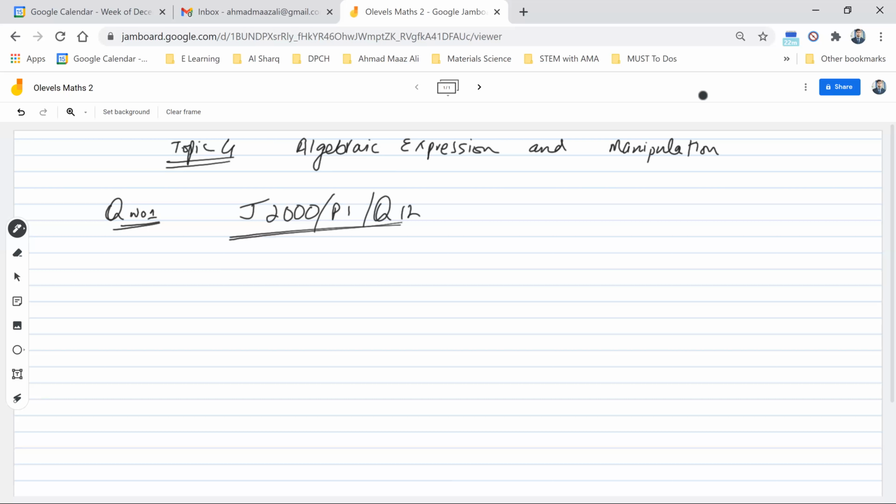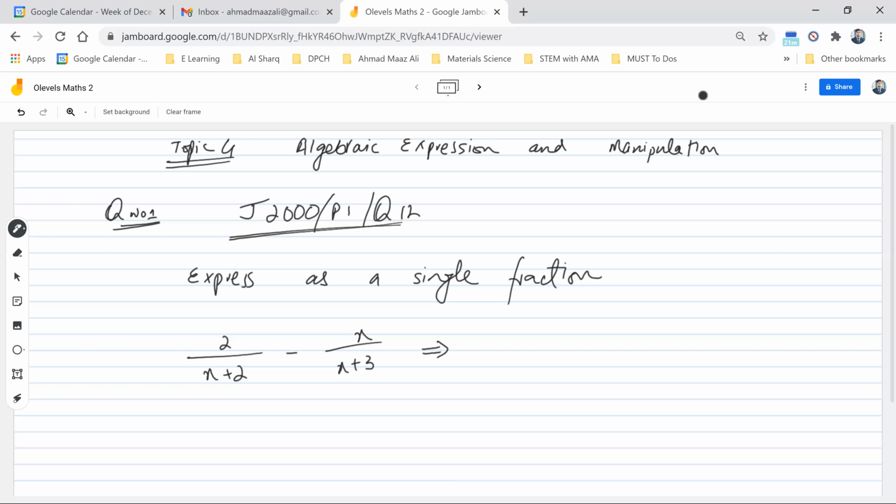All right, so the question says that express as a single fraction. And what do you need to express as a single fraction? Basically, these are the two expressions given, two fractions given, 2 upon x plus 2 minus x upon x plus 3. That's it. You need to convert this into a single fraction. I'll give you a minute for this. Please quickly solve it and tell me the answer.